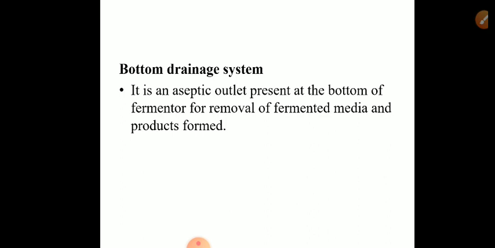Okay, before that, one more important part of the fermenter is the bottom drainage system. It is the main outlet pipe. It is an aseptic outlet present at the bottom of the fermenter to remove the fermented media which contains the product. Once the fermentation is over, the whole lot of fermented broth is collected through the bottom drainage system. So that is where we collect the fermented broth and harvest the product that is present inside it.